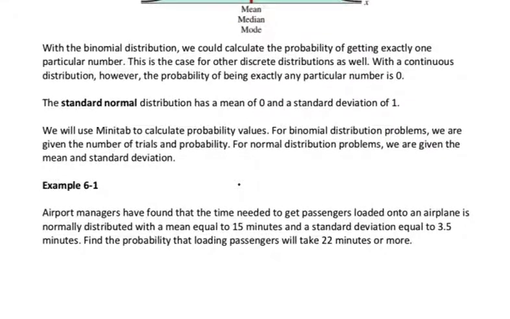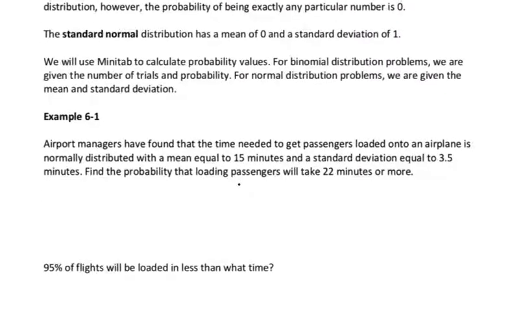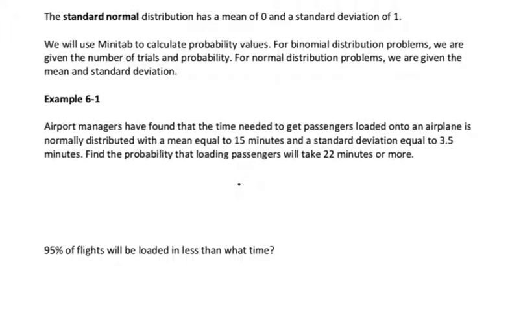There's something called the standard normal distribution, which sounds a little redundant, but that means that you have the normal distribution that has a mean of 0 and a standard deviation of 1. And when we did the empirical rule problems earlier, those were based on the standard normal distribution. Now, we're going to use Minitab to calculate these probability values. There are formulas and there are tables described in the textbook. Don't use those, use Minitab, it's much easier. So when we did this with binomial distribution problems, we were given the number of trials and probability. When we have a normal distribution problem, we are going to be given the mean and standard deviation.